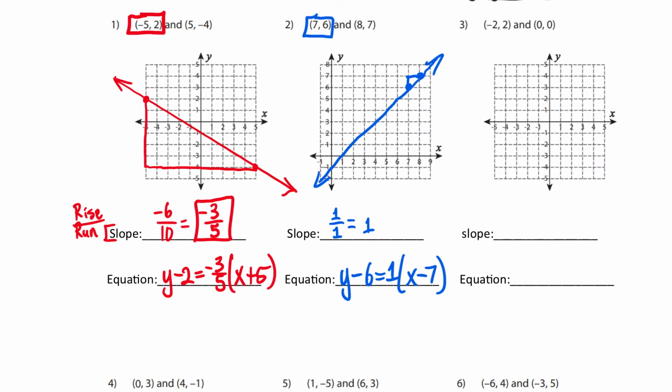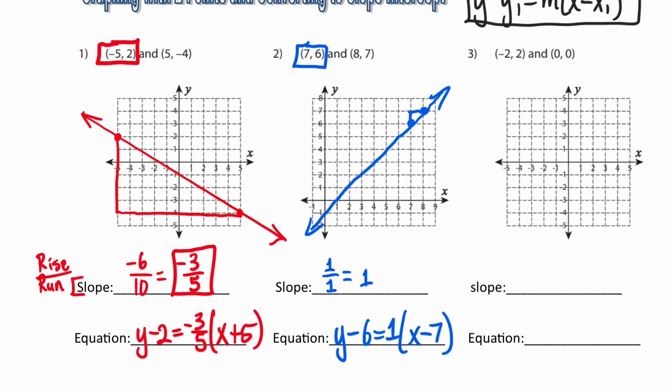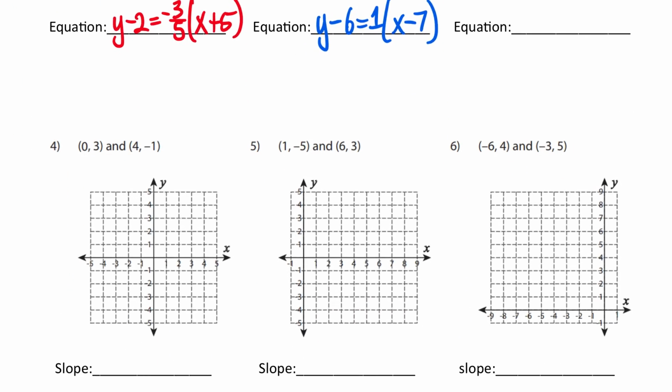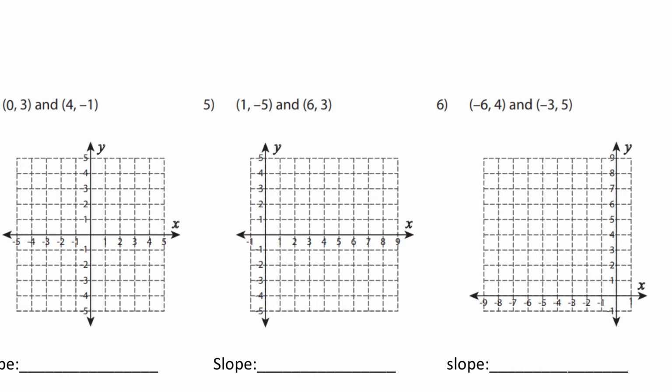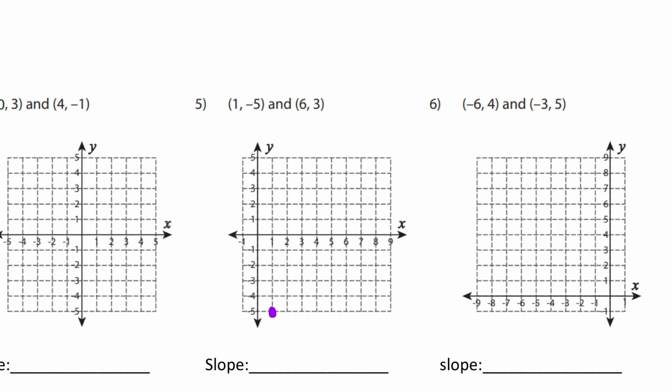Okay, don't jump ahead because I'm going to actually skip 3 and 4. I want to do number 5. Let's look at number 5 next. Okay, so on number 5, 1, negative 5, and 6, 3.